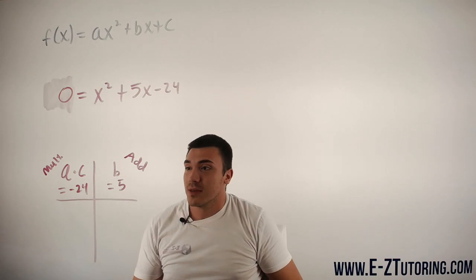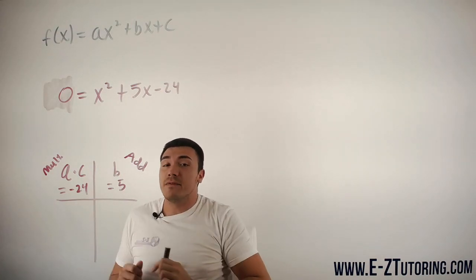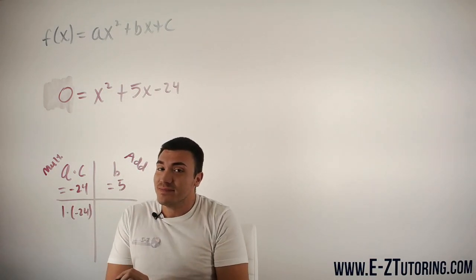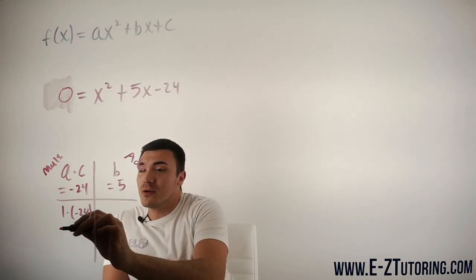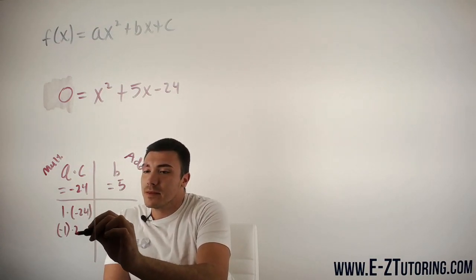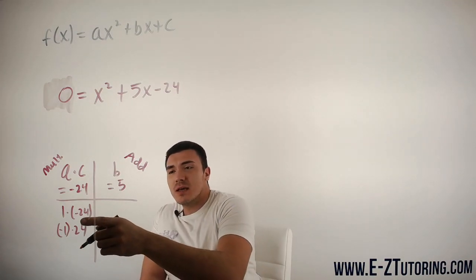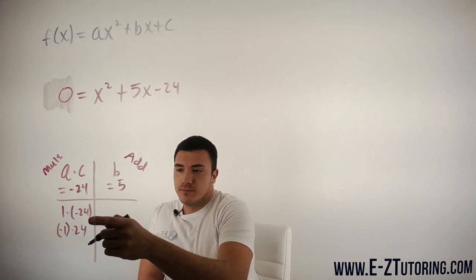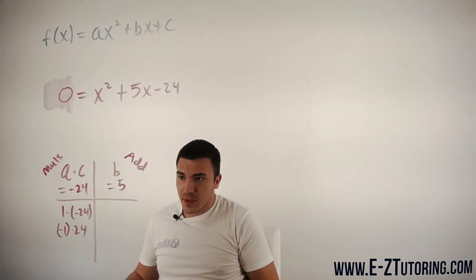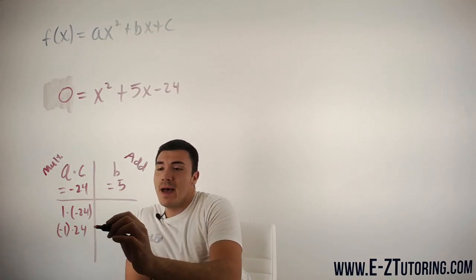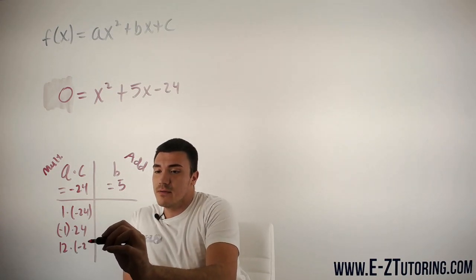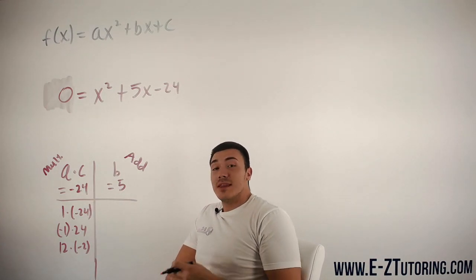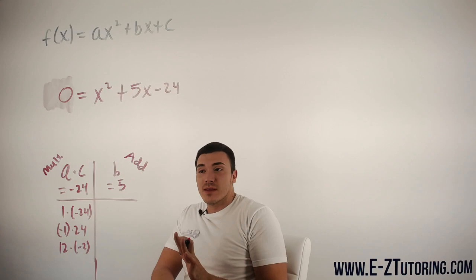How can you find those two numbers? Well, let's go ahead and find all of the divisors of negative 24. We have 1 times negative 24. And you can always play around with that negative. We can also do negative 1 times 24. Now, can we combine 1 and negative 24 to get 5? 1 minus 24? No. Negative 1 plus 24? No. Okay, how about 12 and 2? 12 times negative 2. 12 minus 2 gives us 10. That doesn't work.